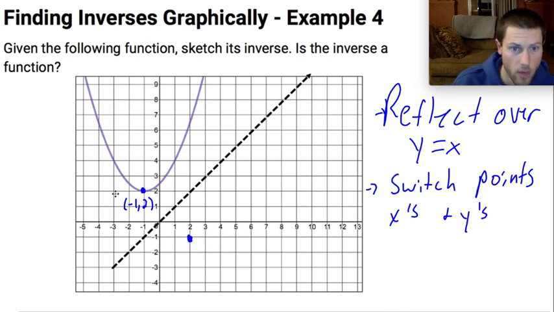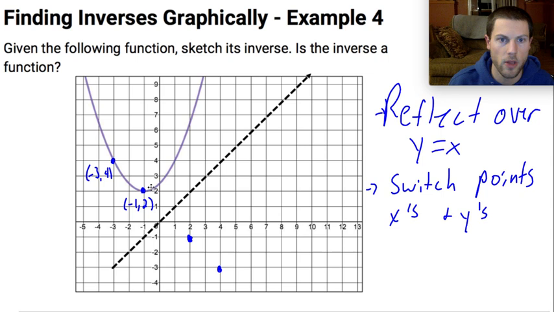I see that I have the point -3, 4. That's going to swap with 4, comma, -3. I also have the point, let's go in the other direction now, 1, 4. Or sorry, I'll go 4, 1, excuse me. That point right there.